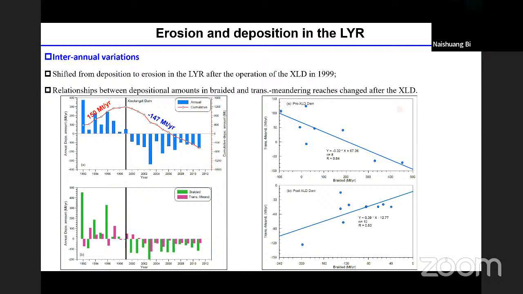We also established the relationship between these two reaches. Before the operation of the Xiaolangdi Reservoir, you will find there is a significant negative correlation between the erosion and deposition in the braided reach and the transitional and meandering reaches. However, after the construction of the Xiaolangdi, this relationship changed to a positive correlation.